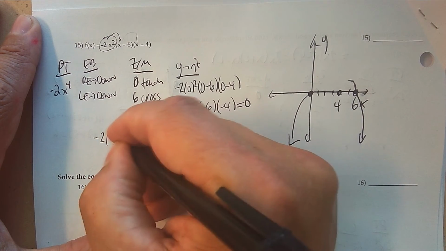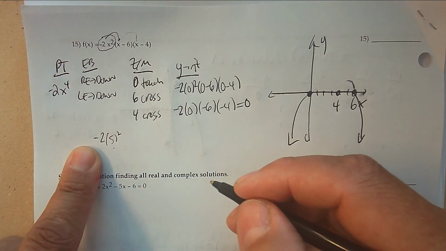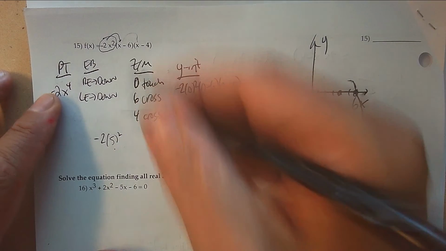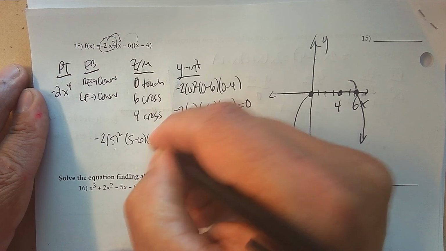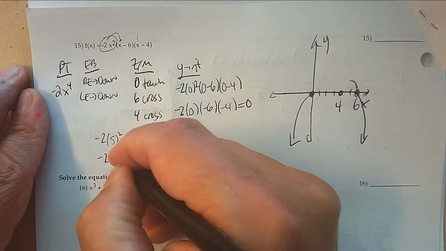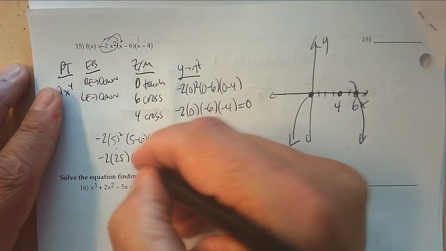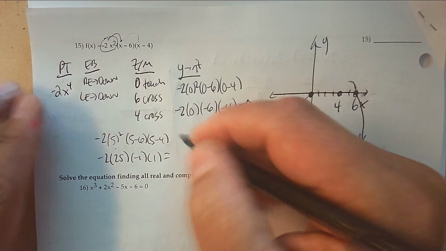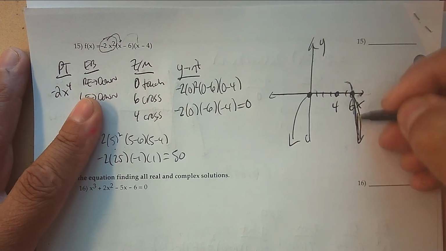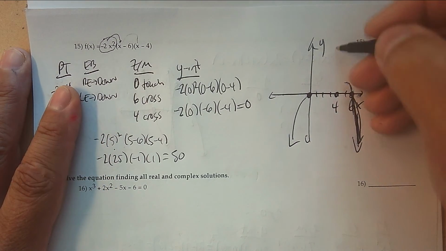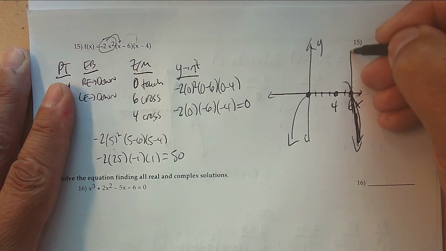Because already 5 squared is 25, times -2 is -50. These will be 1s: 5 take away 6 is -1, 5 take away 4 is +1. So it's -2, 25, -1, +1. So it's going to end up being +50. So, if I was going to be super accurate, which is always nice to do, it actually would go way, way, way up.